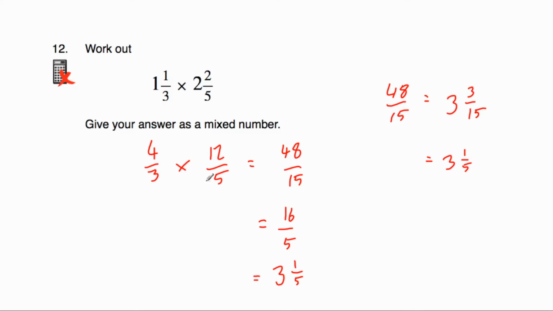So just to show you here that whenever you had your 48/15, you could either cancel it down and then change it into a mixed number, or you could change it into a mixed number and then cancel it down. And either approach will both give you the same answer of 3 and 1/5. And that's it. Okay, let's have a look at our next question.